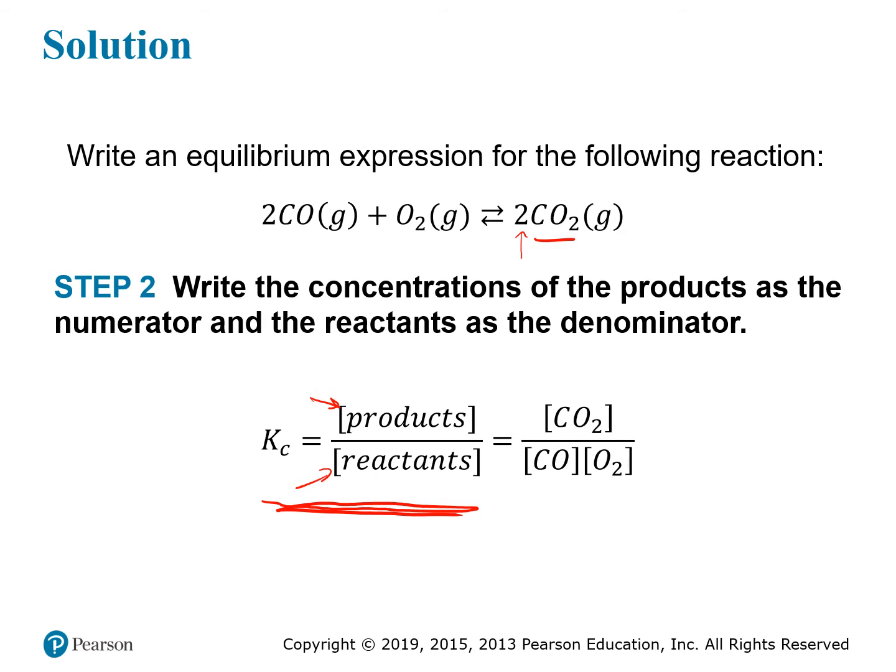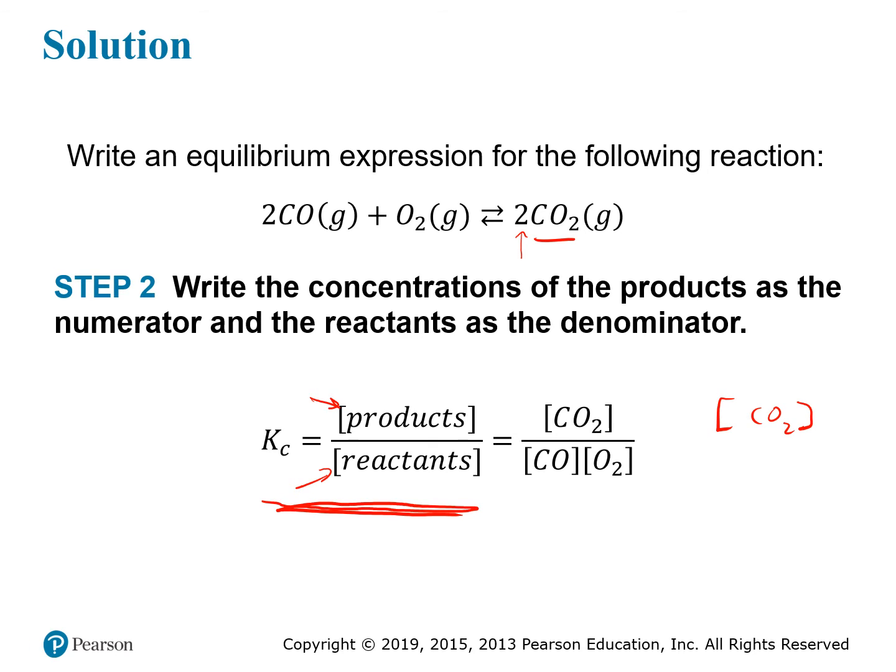Sometimes I've seen students write 2 CO2 in the brackets like this. That 2 is not a part of the formula, right? The 2 in front means that you have 2 molecules of the substance with the formula CO2. So we leave that out, and we just have CO2.